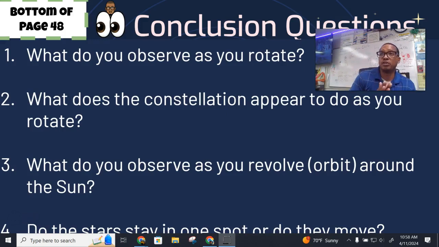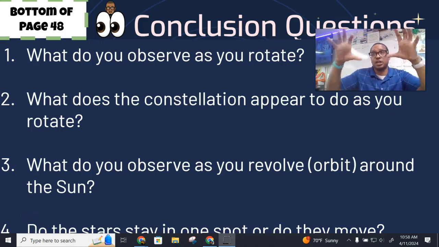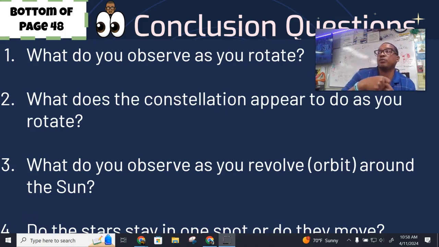Most people put that they observed day and night, because that was one of the most obvious things as we were rotating in that video, right? It was real obvious when the bright light of the sun was shining, and it was different when it was not. Okay, what do the constellations appear to do as we rotate?